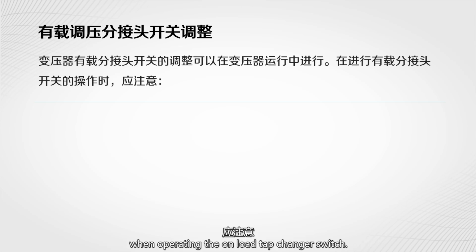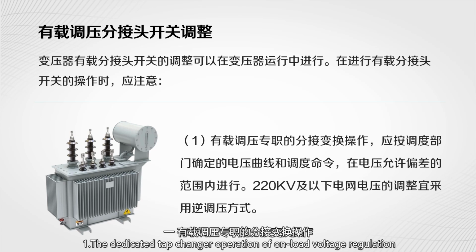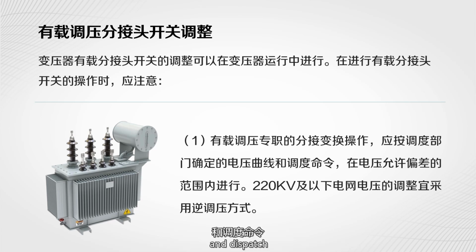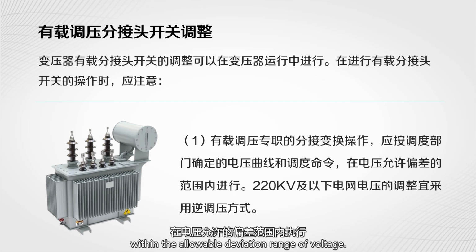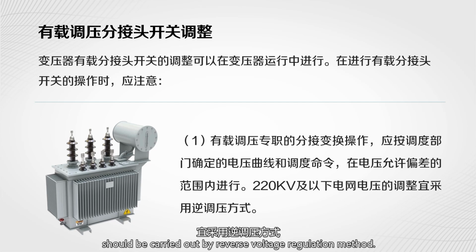Attention should be paid when operating the on-load tap changer switch. First, the dedicated tap changer operation of on-load voltage regulation should be carried out according to the voltage curve and dispatch command determined by the dispatch department within the allowable deviation range of voltage. The adjustment of grid voltage of 220 kV and below should be carried out by reverse voltage regulation method.